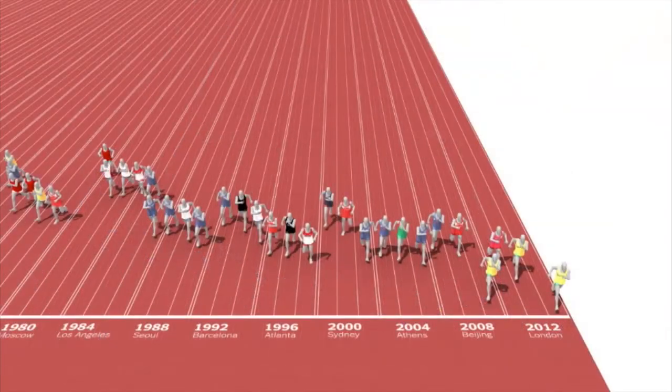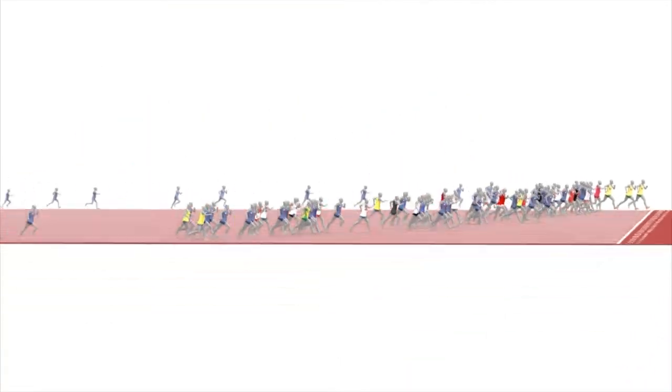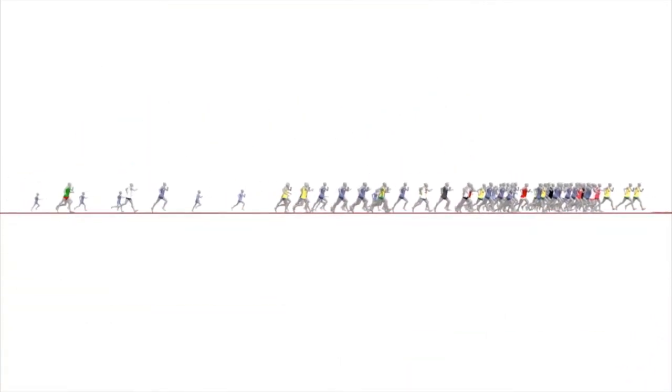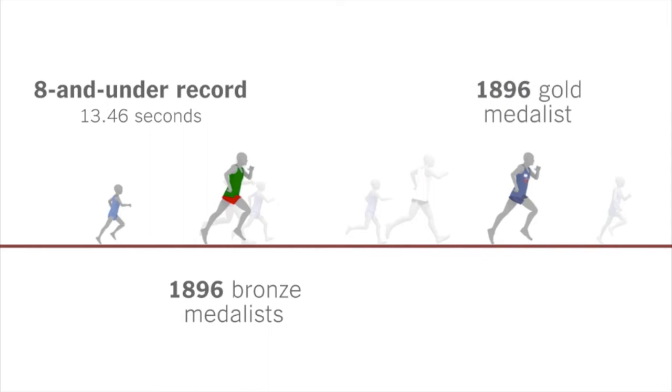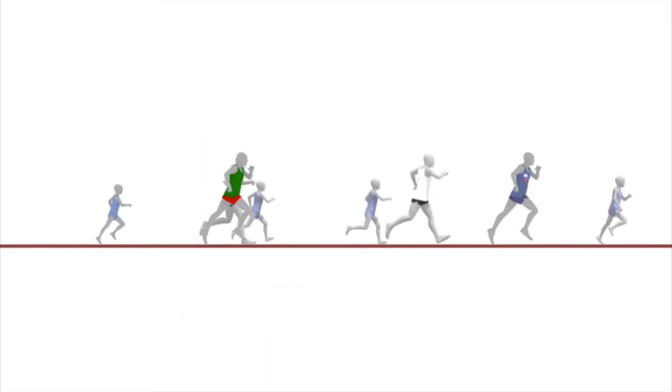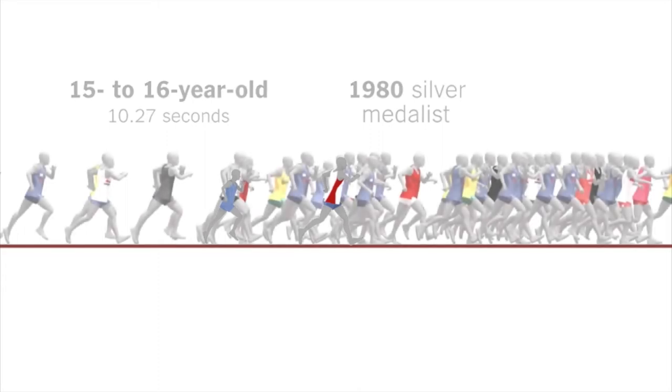But to get a little bit more perspective, let's see how some of America's best young sprinters would fit into this group. Here are the fastest kids at the 100-meter dash at different ages, as recorded by the Amateur Athletic Association. Obviously, they're way behind today's athletes. But they're not as far behind as you might expect. America's fastest 8-year-old did the 100-meter dash in 13.5 seconds, which would have put him less than a second off third place in 1896. Not bad for grade school. And the record for 15 to 16-year-olds is a 10.27, good enough for a bronze as recently as 1980.